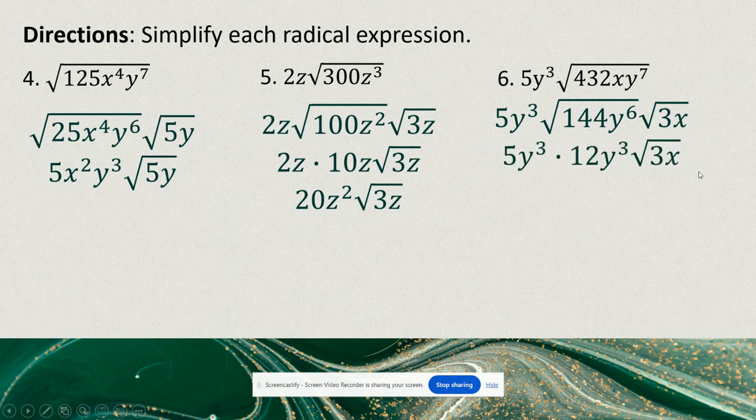So when I do this, I would get 5y cubed times the square root of 144, which is 12. And the square root of y to the 6th is y cubed, times 3, the square root of 3x. Again, there should be a y right here, guys, okay? So I would get 60y to the 6th times the square root of 3xy. There should be that y there.